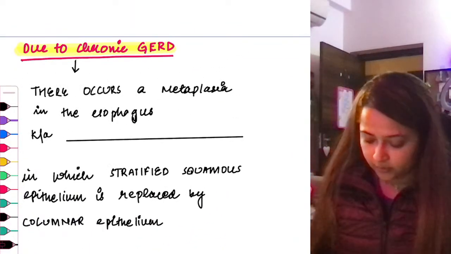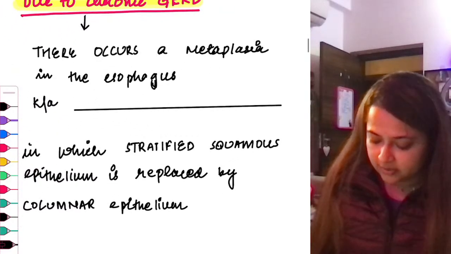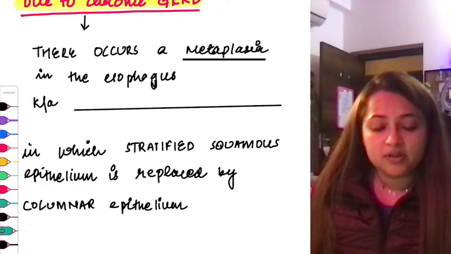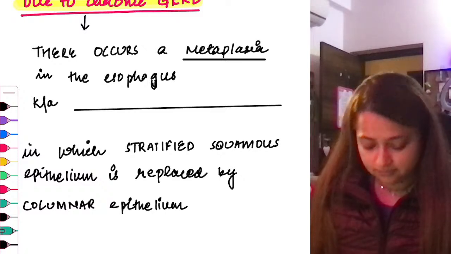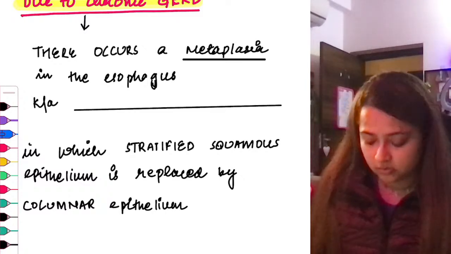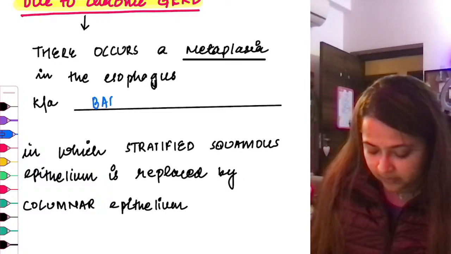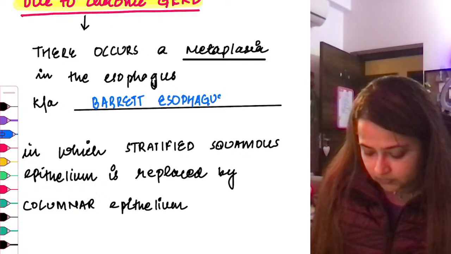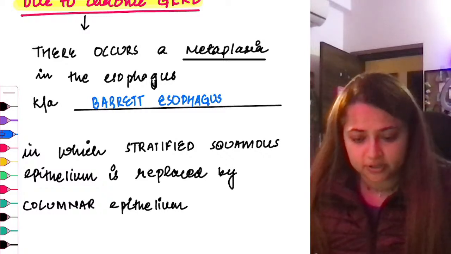So this is a very important point. Okay, there occurs a type of metaplasia in the esophagus. What is that known as, the condition? What will you answer here? This is known as Barrett esophagus. Very, very high yield Barrett esophagus. Okay, this is very high yield point.